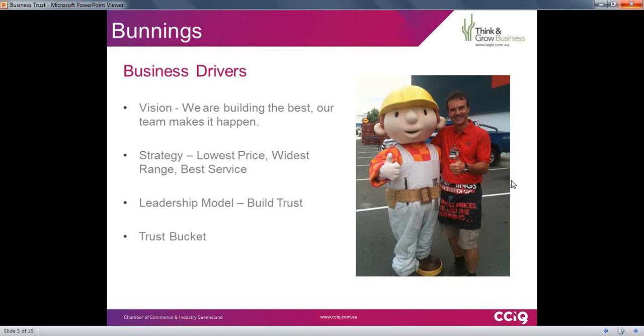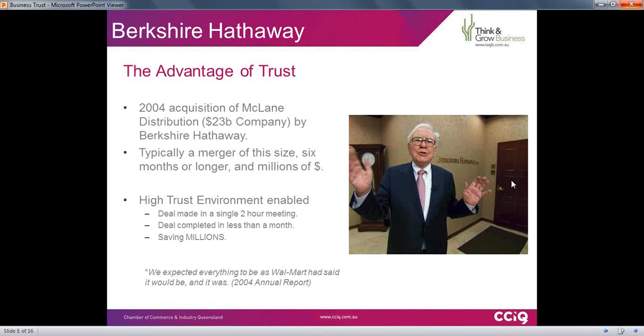The other story that I'll share with you is, you may know the gentleman on screen. The gentleman's Warren Buffett. He's one of the most trusted, influential and richest business people in the world. So back in 2004, he was the CEO of Berkshire Hathaway, and they acquired a company called McLean Distribution from Walmart.